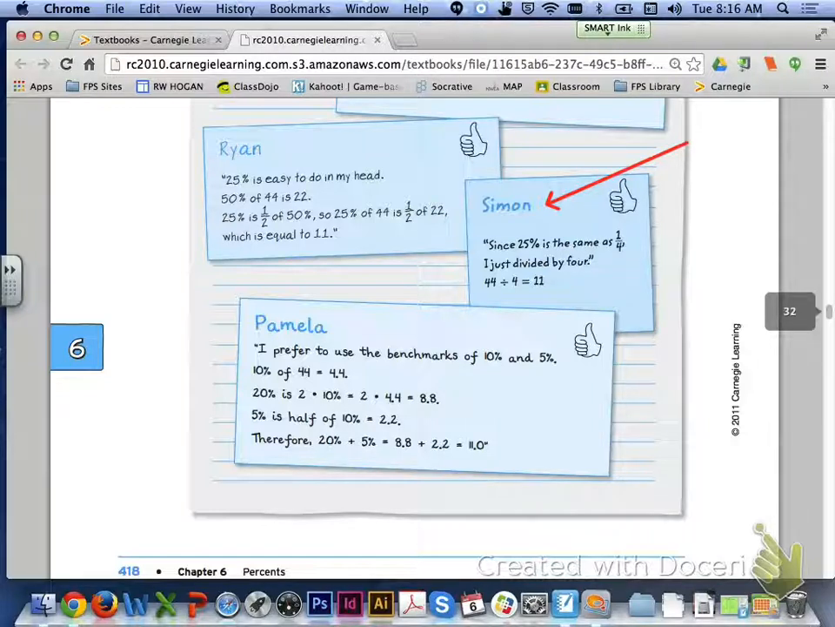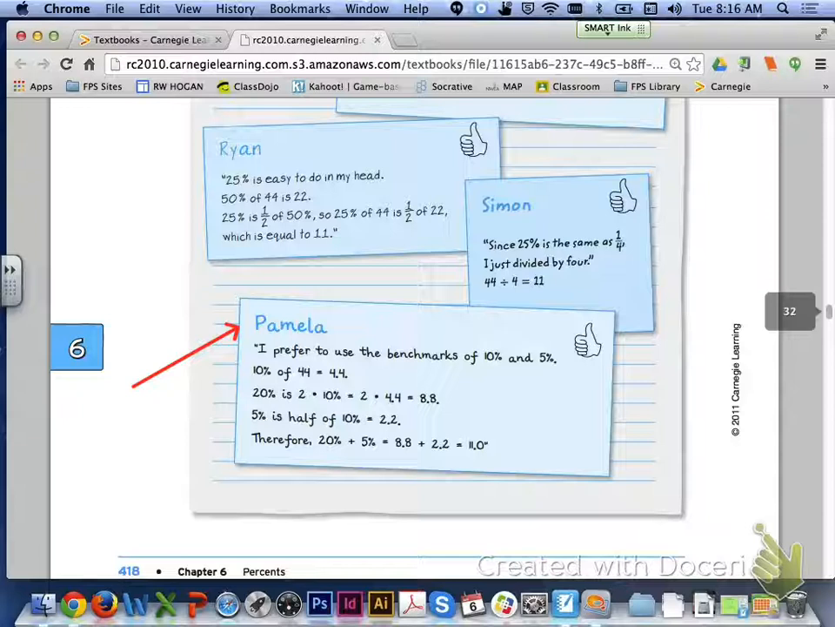Simon says, since 25% is the same as 1/4, I just divided by 4. 44 divided by 4 is going to give me 11. Simon's method is going to be the most efficient to use when the percent can be written as a unit fraction. Remember, unit fractions have a numerator of 1.